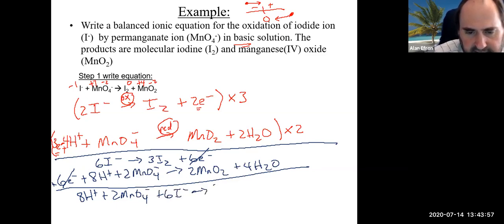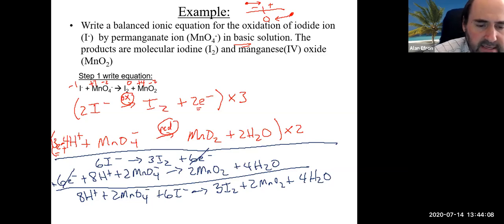goes to my right-hand side, 3I2 plus 2MnO2 and 4H2O. Now, if I stopped right at this point, this should be the balanced equation in acidic conditions. So I have 8 hydrogens on the left, 8 on the right, 2 Mn on the left, 2 on the right, 8 oxygens on the left, 4 and 4 is 8 on the right, and 6 I's on each side.